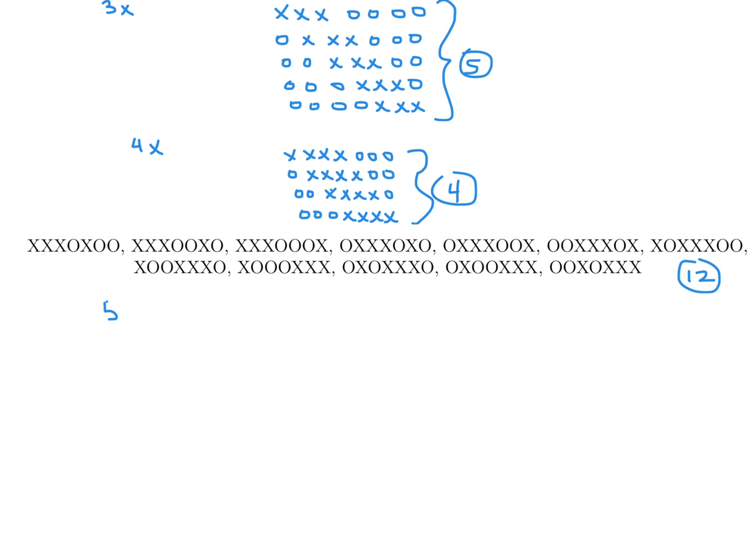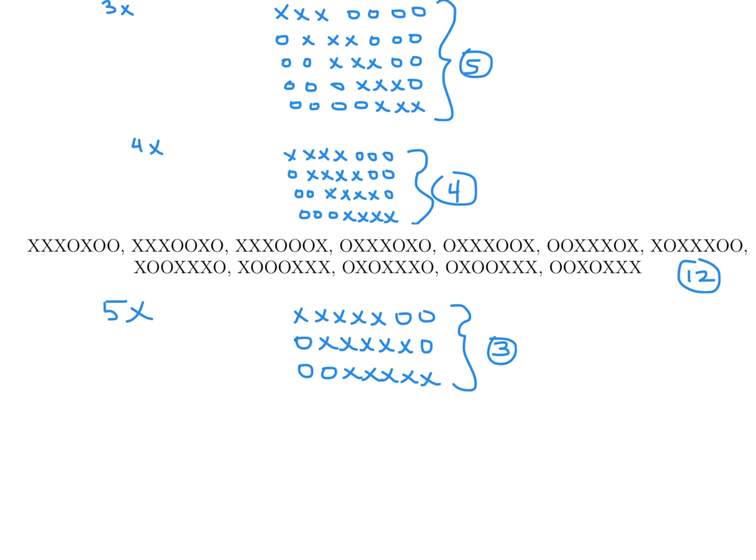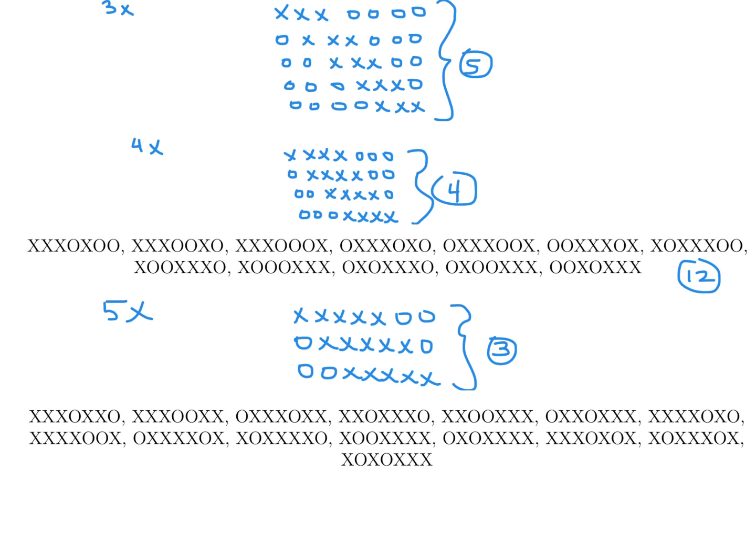Okay, now we're up to 5x. For 5x, we've got the ones that are right in a row. They're going to have, I believe, 3 of those. So there's 3 of those guys. And then you have a whole bunch of other ones that are done a little bit differently. These groups are the ones where you can see that they have put some of the empty ones in between. And there's a whole bunch of those. There's 15 of those.